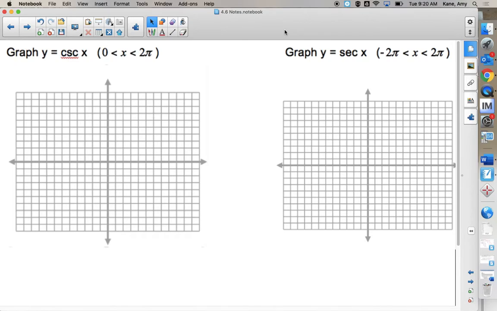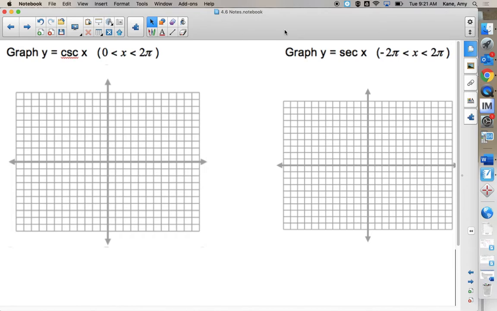All right, so now that you have a little picture of that, if you can go back in your packet to page 37. So go back to page 37. And on page 37, we have secant and cosecant. Cosecant is first, and then we have our secant graph.